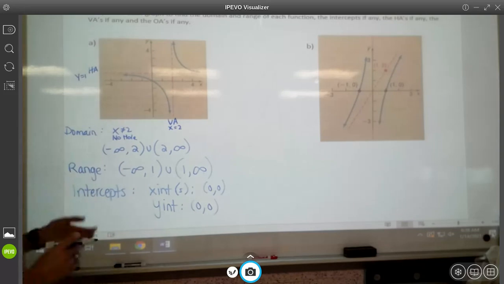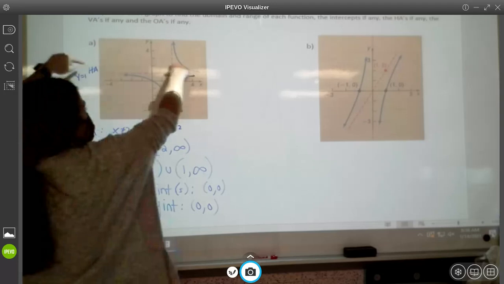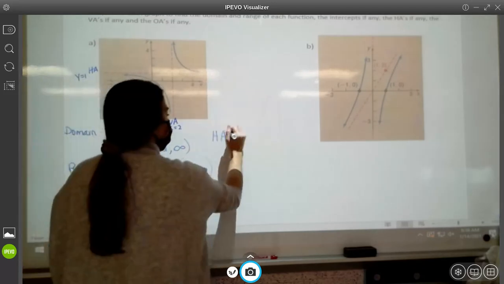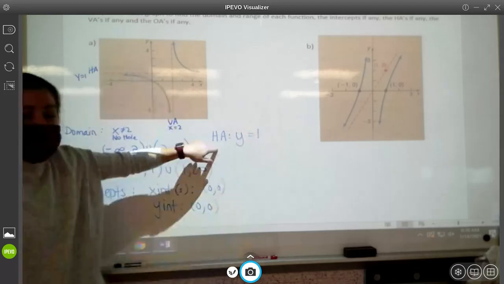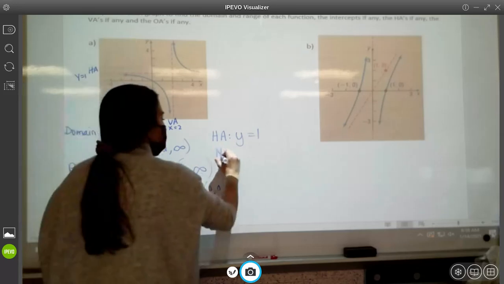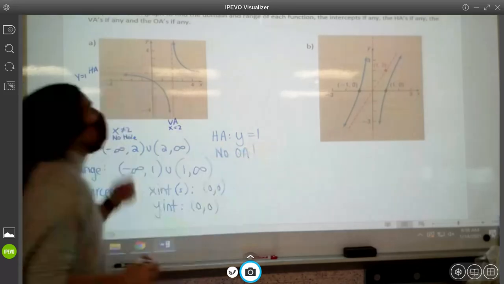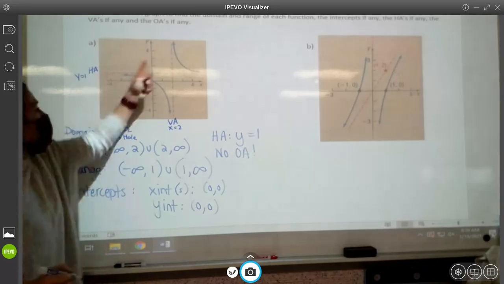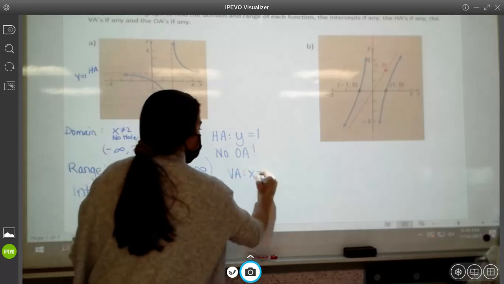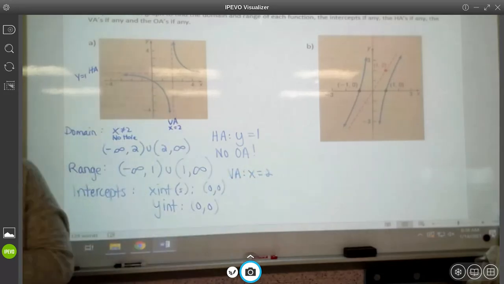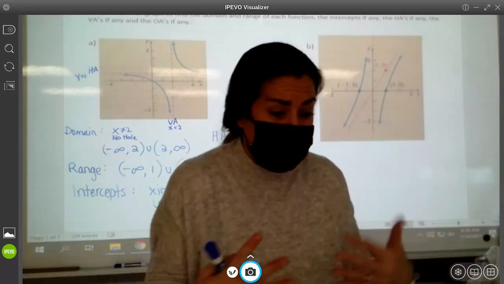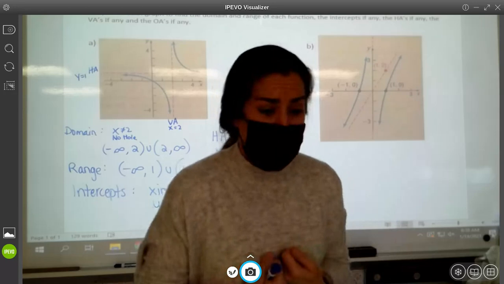All right, what about HAs? Well, guys, we did notice that it has a horizontal asymptote when y is 1. Which means if there's an HA, then there couldn't possibly be an OA. It can't have both. And then the VA, if any, we already found it. The vertical asymptote is when x is 2. Nice and easy. You okay? Again, I feel like this is probably the easiest thing we've done so far because everything's already there for us. We're just picking the information off of the graph.